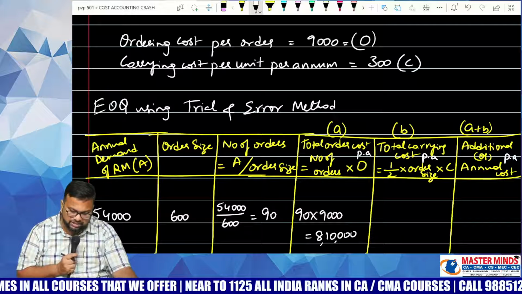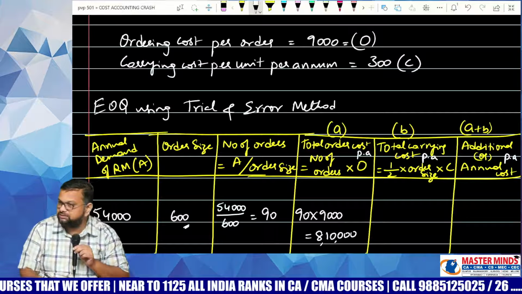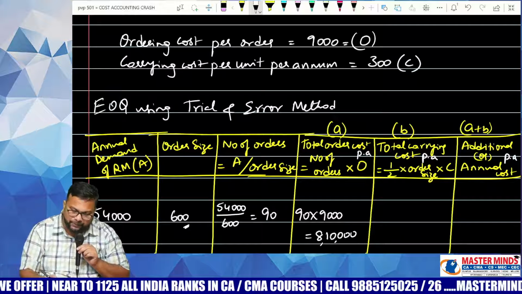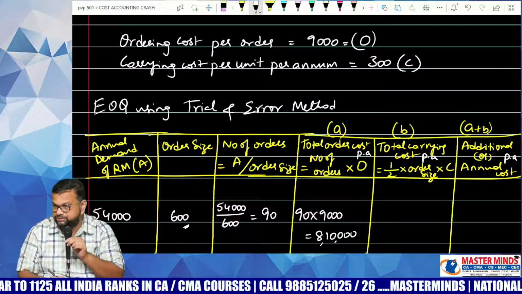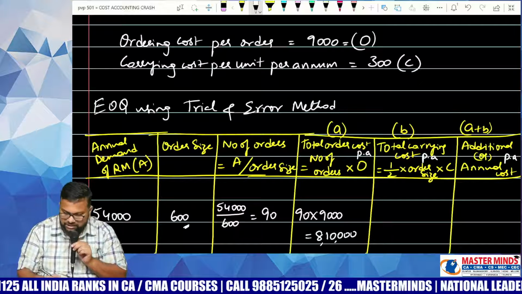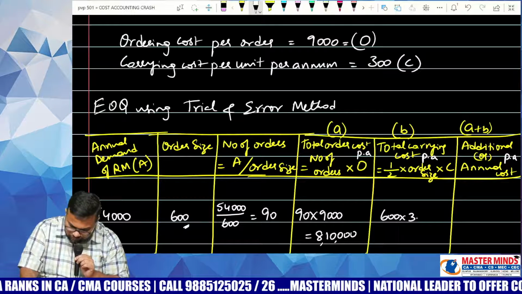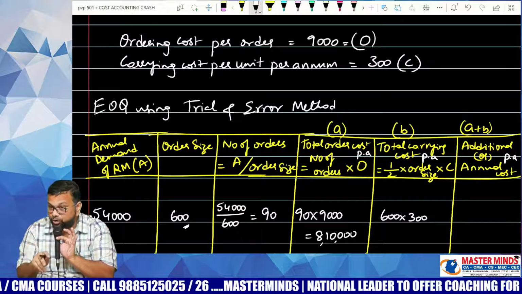Generally, what students say is that since we are ordering 600 units, we have to apply this carrying cost per unit per annum to these 600 units. That means it should be 600 into 300. That is what they said. Please do not note it. I'm going to change it, okay?